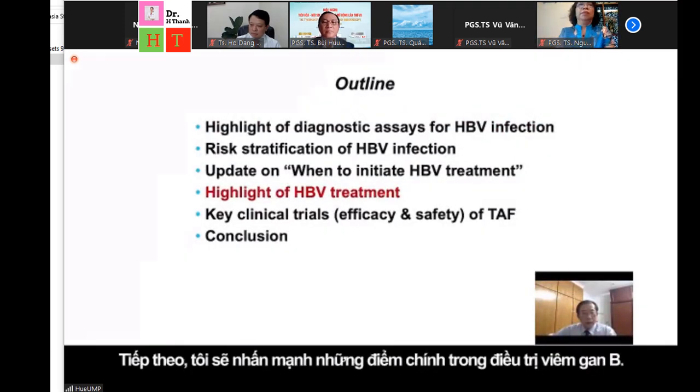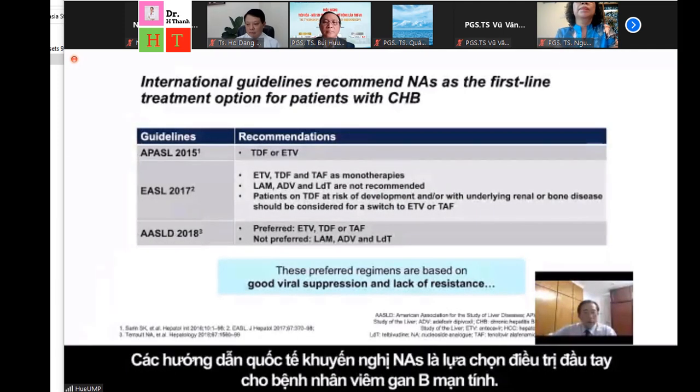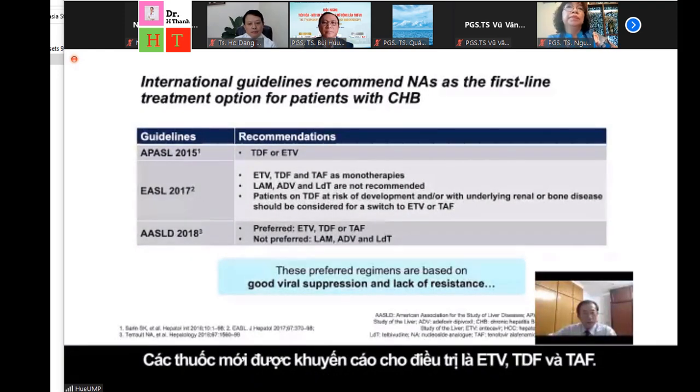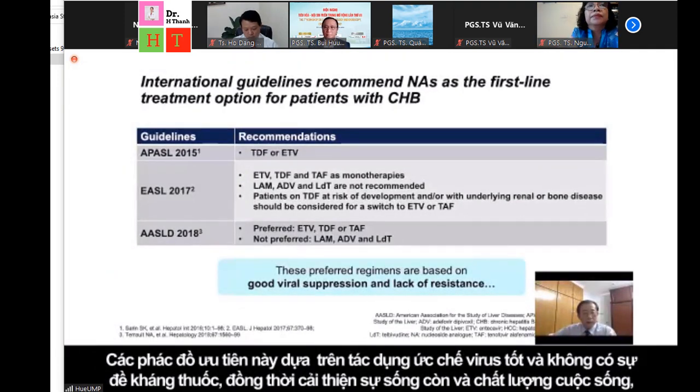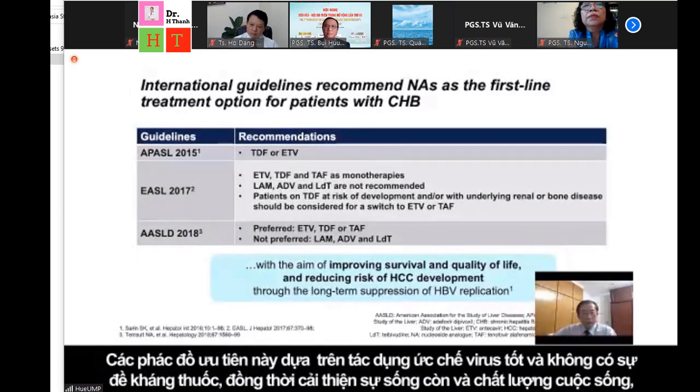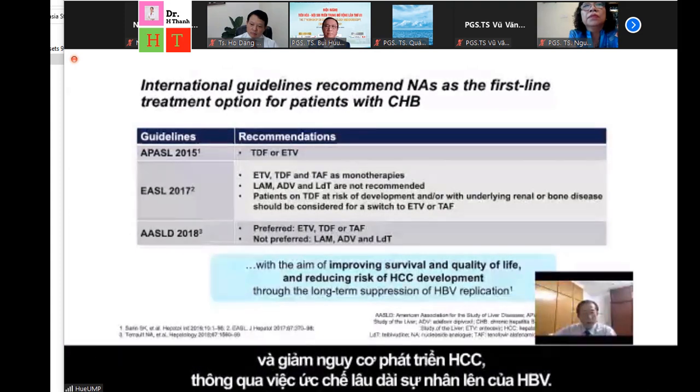Then I would like to highlight the current HBV treatment. The international guidelines already recommend NUCs as the first-line treatment option for chronic hepatitis B. Among the NUCs, the preferred drugs include entecavir, TDF, or TAF, and lamivudine, telbivudine, and adefovir are not preferred. The preferred regimens are based on good viral suppression and the lack of drug resistance. They can also improve survival and quality of life and reduce the risk of HCC development through the long-term suppression of viral replication.